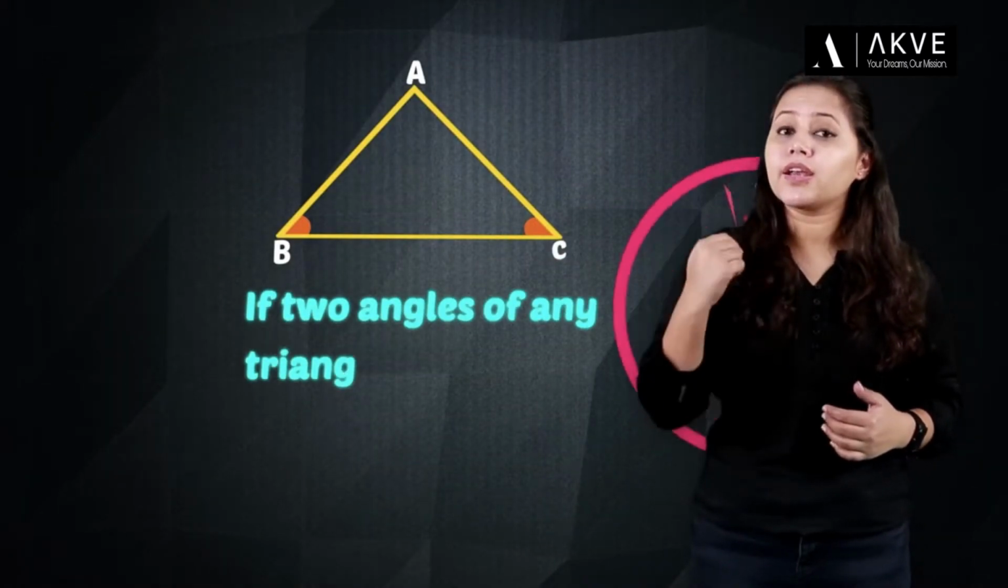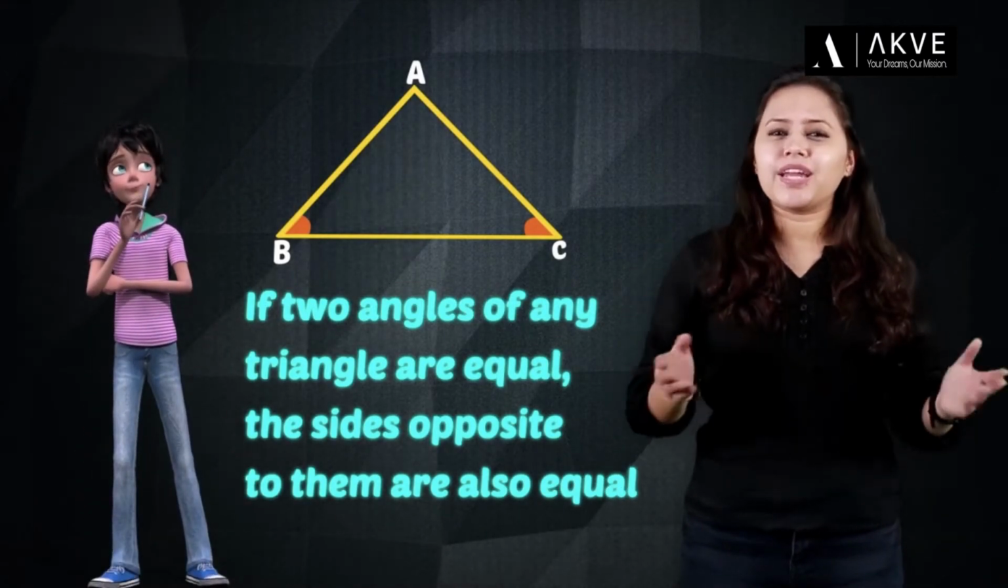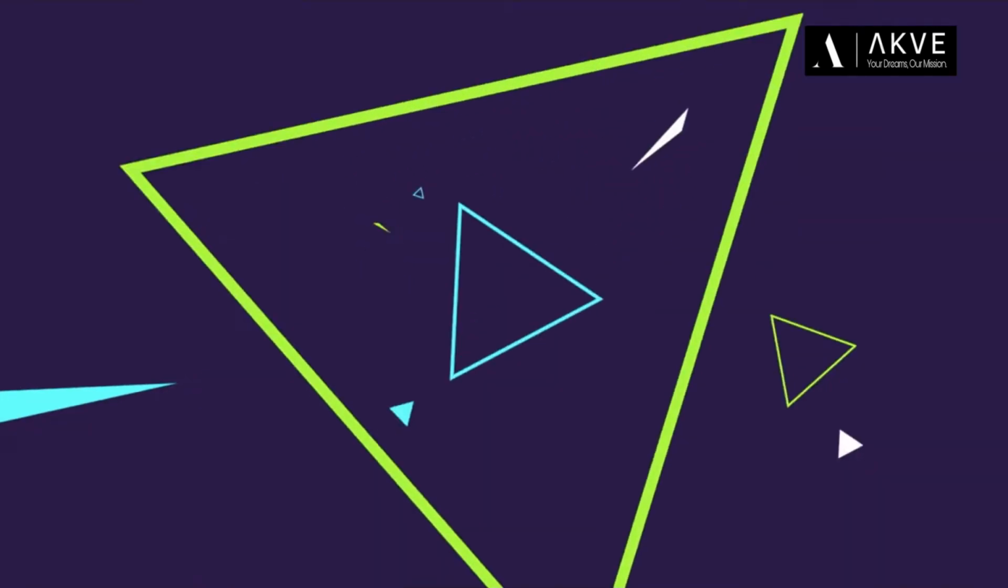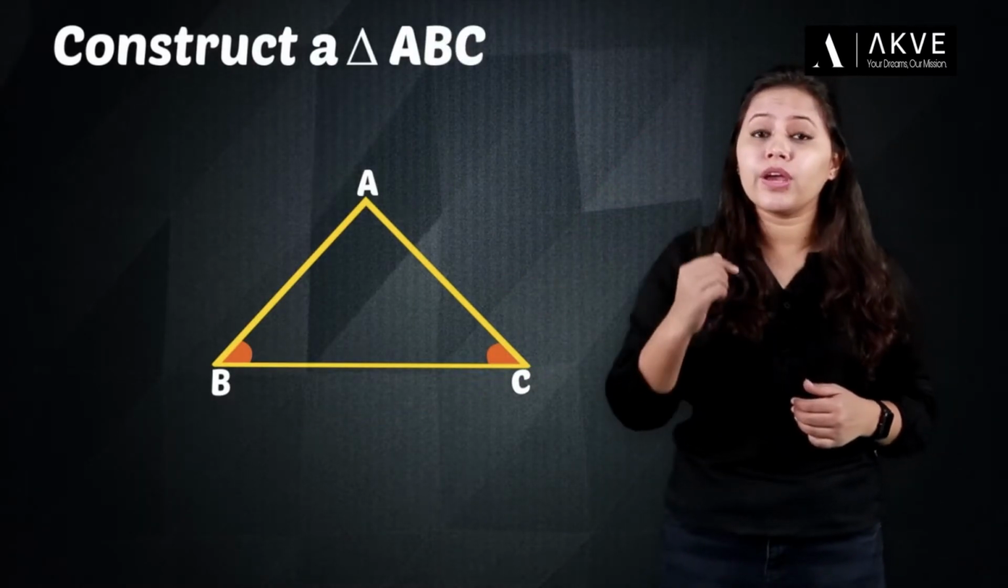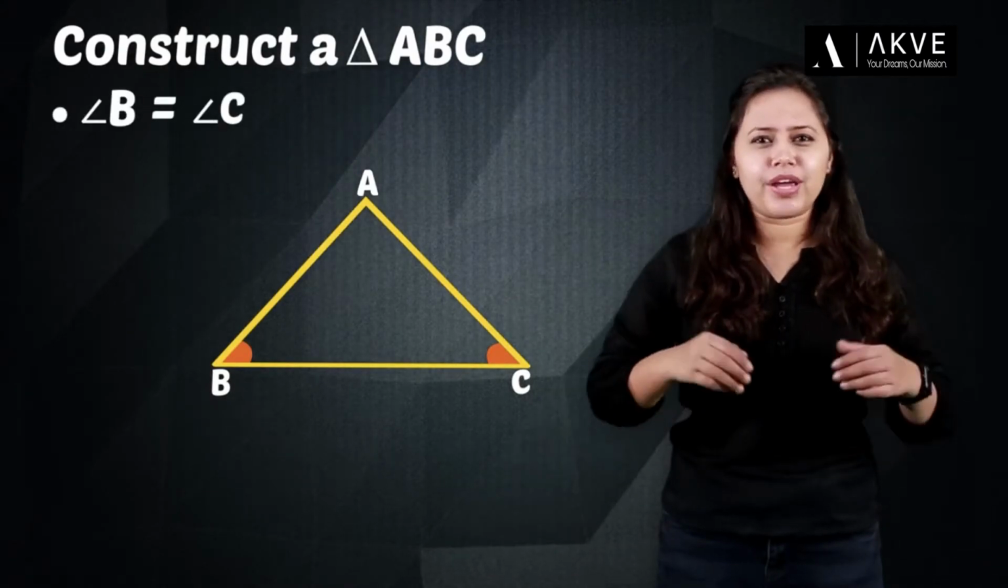But what about the converse of this theorem? Can we say that if two angles of any triangle are equal, the sides opposite to them are also equal? Let's do an activity together. All you would need is a pencil, a ruler, a protractor and a scissor. So, pause the video here and collect all the items for the experiment. Ready with the items? Great. First, we need to construct a triangle ABC where BC is of any length and angle B is equal to angle C.